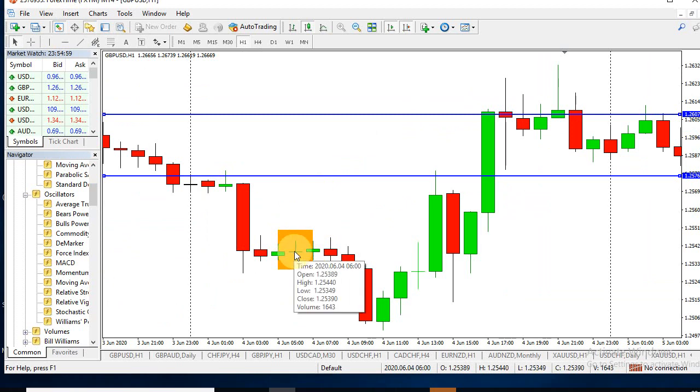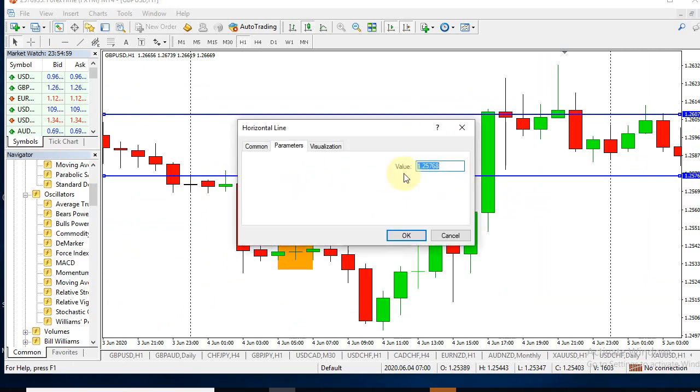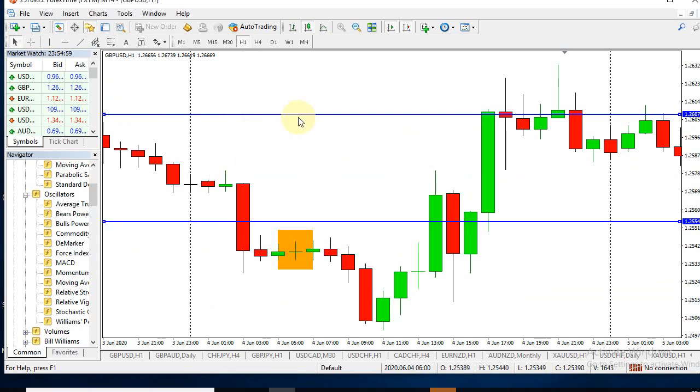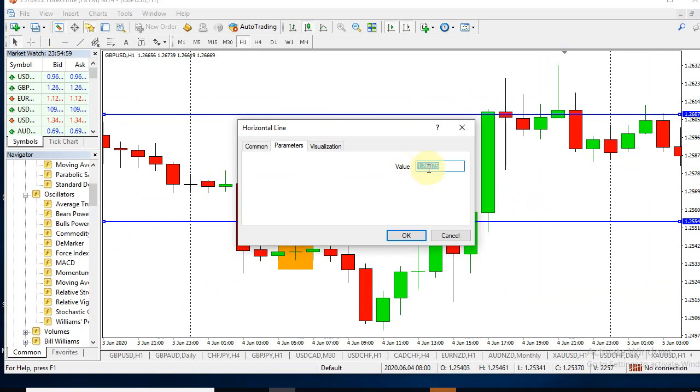Now the high is 1.25440, so our buy stop will be 1.25540. This is our buy stop. Our sell stop will be, the low is 1.25349, so sell stop will be 1.25249. That's our sell stop.